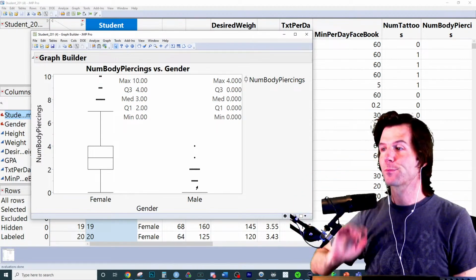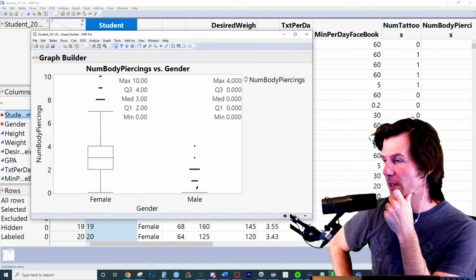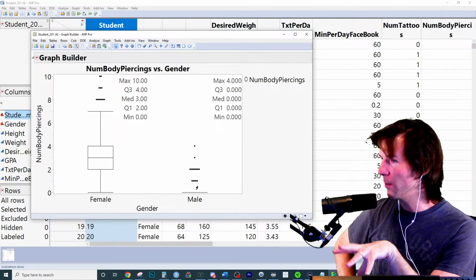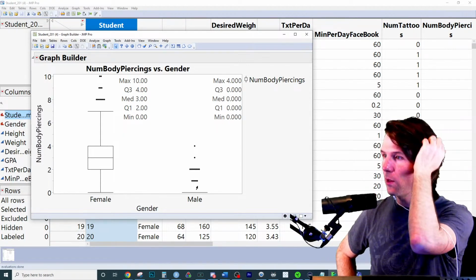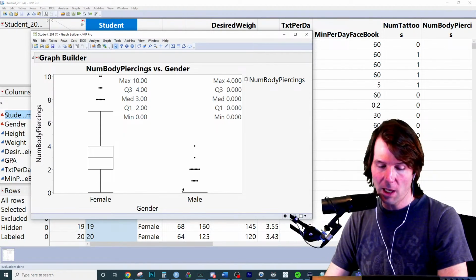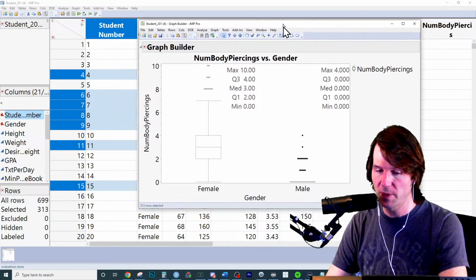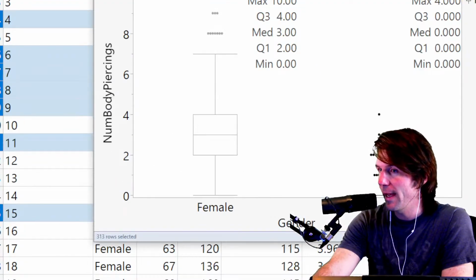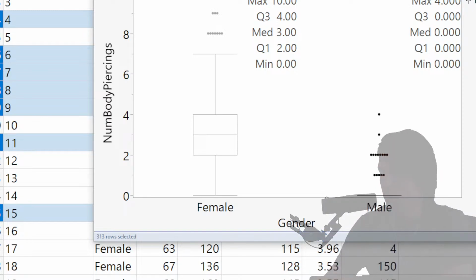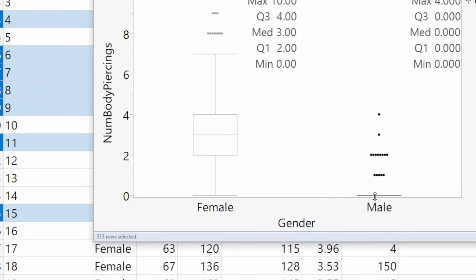A lot of men have no piercings, so you get this weird looking box plot where there's just a large amount of data. So there's lots of men down here on the bottom. You see where it says 313 rows have been selected. So that spot right there, that little line you see right there, which represents 0 piercings for men, is 313 individuals. Does that make sense? Like I can go here and highlight. I don't want to highlight that, but I can highlight this right here, and that's 313.